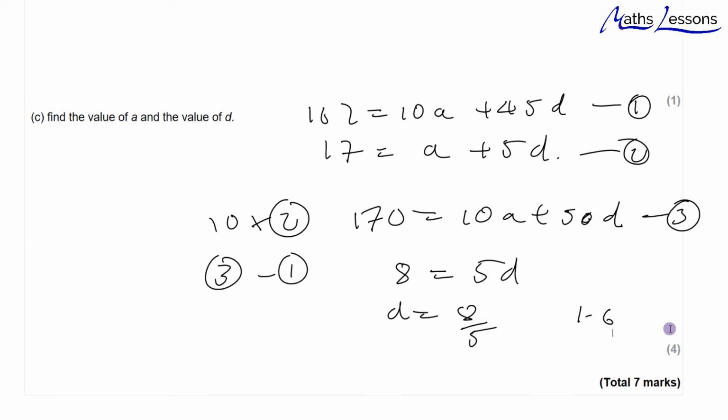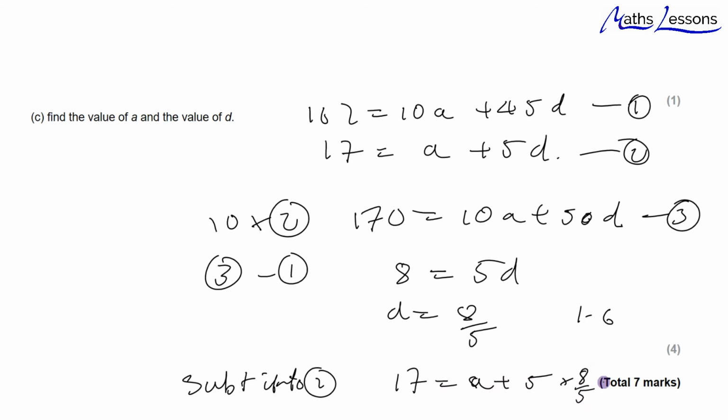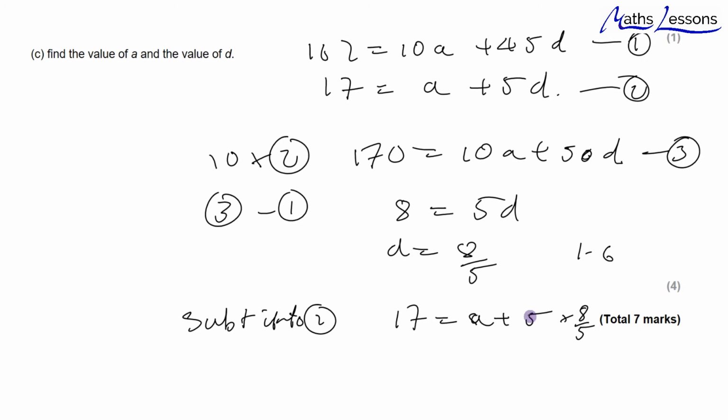So therefore, substitute that into 2. I think that is the easiest way, because we're going to just times the d by 5. So you get 17 equals a plus 5 times 8/5, because d is 8/5. So that will just cancel to leave you 8. So take away 8 from both sides, you get 9 equals a.